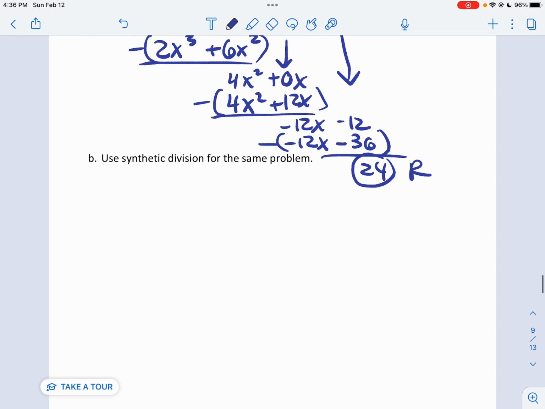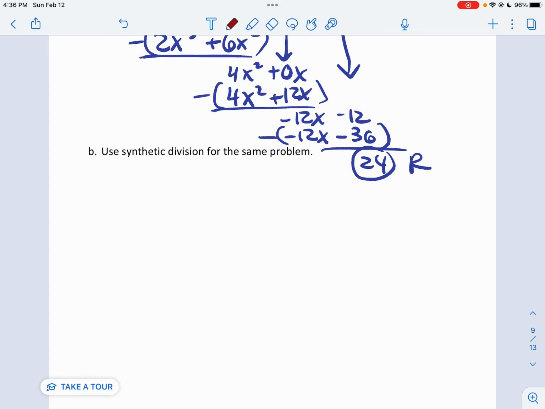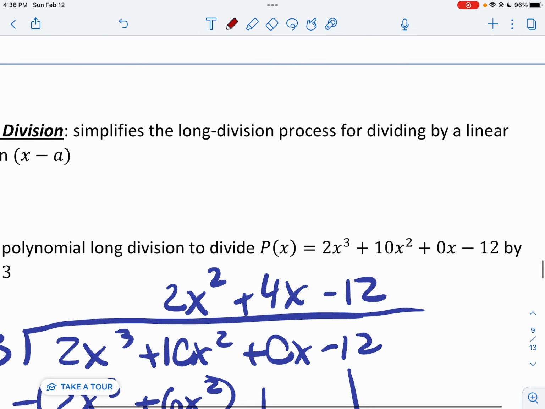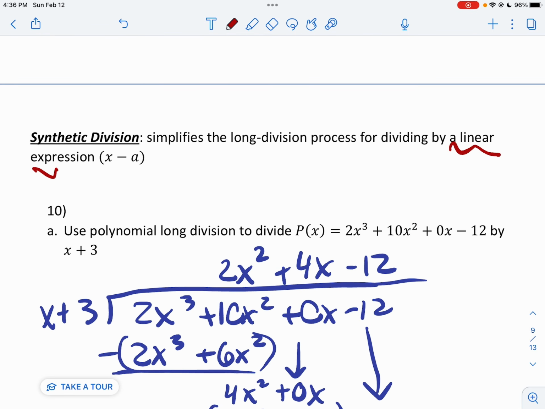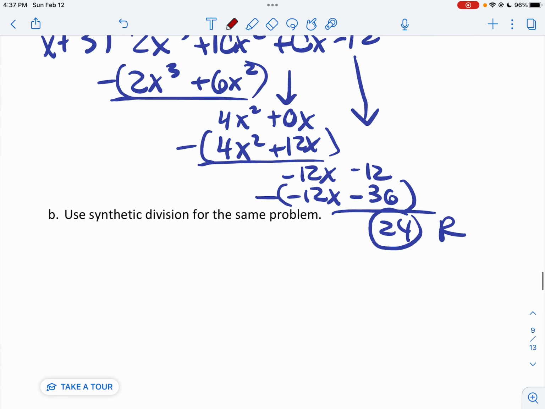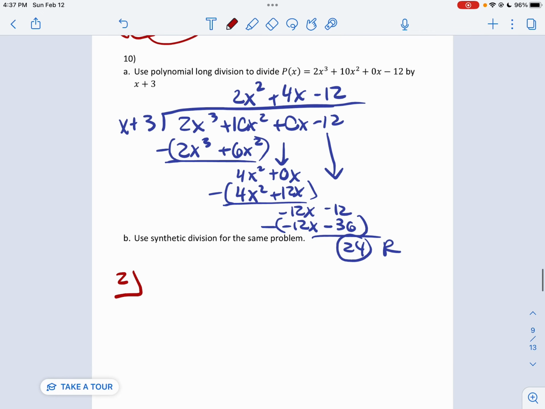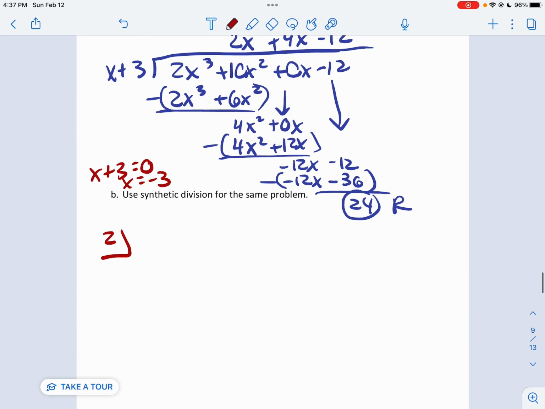Okay, so what synthetic division is going to allow us to do is to do the same problem. You can use it whenever you are dividing by a linear expression that looks like this, x minus a. And this is the procedure for how you're going to use it. I'm dividing this by x plus 3. So I'm going to put the root in the corner. In other words, if x plus 3 was a root, you would solve that and it would be x equals negative 3. Okay, so the root goes in the corner.